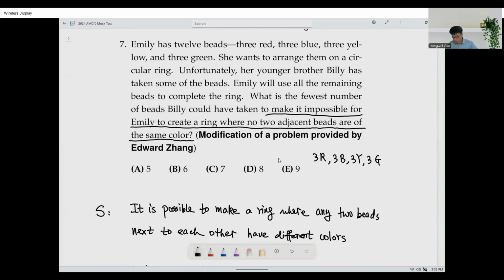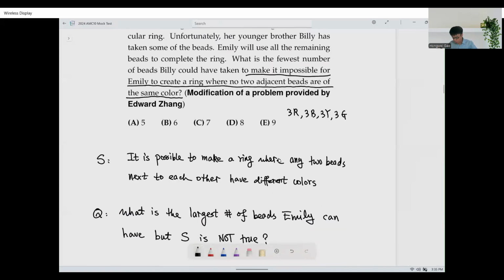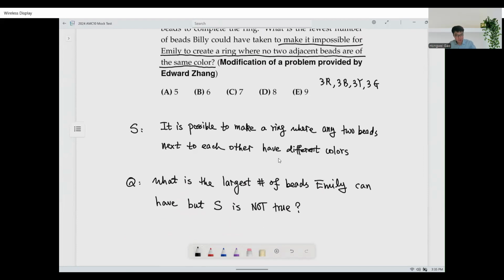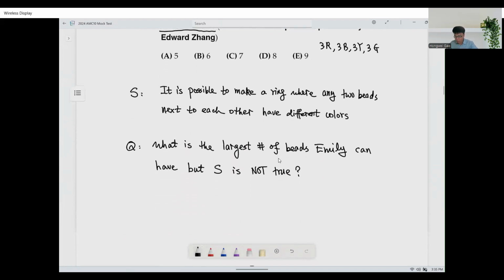That is, what's the largest number of beads Emily can have, but S is not true? She cannot make a ring with beads next to each other having different colors. So in order for S to be not true, we should have more beads of the same color. Let's think about an extreme situation. We have 3 beads of the same color. For example, we have 3 red.